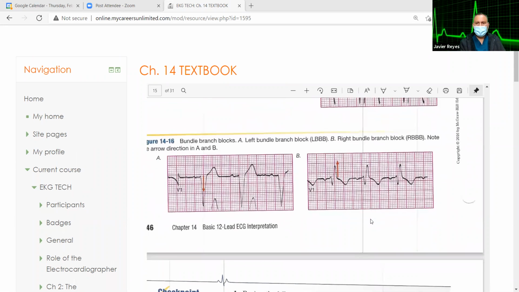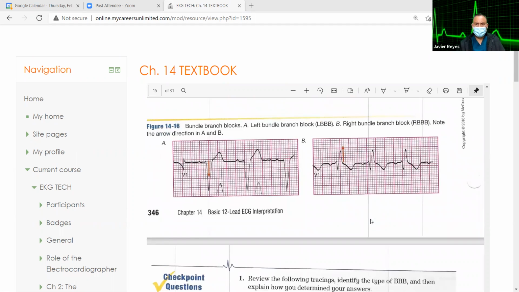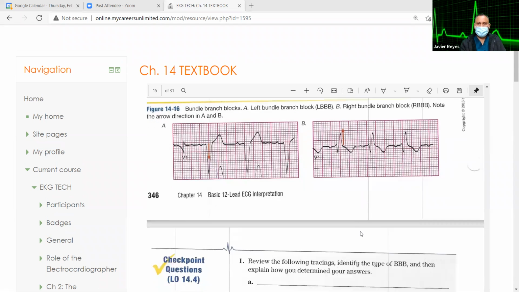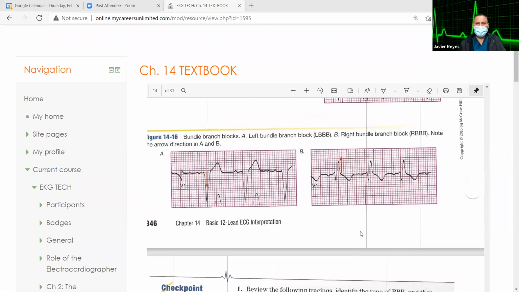On 14.16, is that what you were looking at right now? Yes. So is that the way you can determine if it slides down or it slides up? You get it, Raquel?